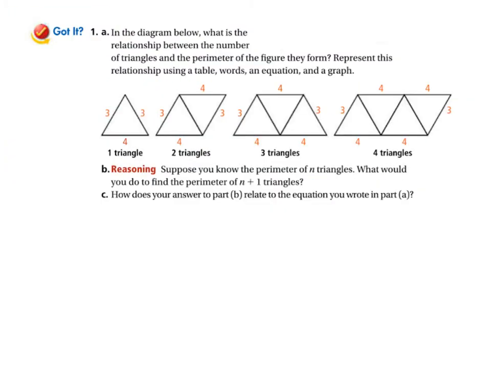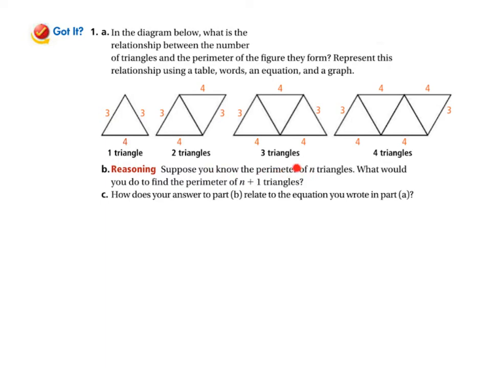So now it's your turn. Give it a shot. What you're going to do here is it says in the diagram below, what is the relationship between the number of triangles and the perimeter of each that they form. It's got sides of 3 and a base of 4. Okay, represent this using a table, words, equation, and a graph. And you should write those out, and you can refer back to the earlier slide if it helps.